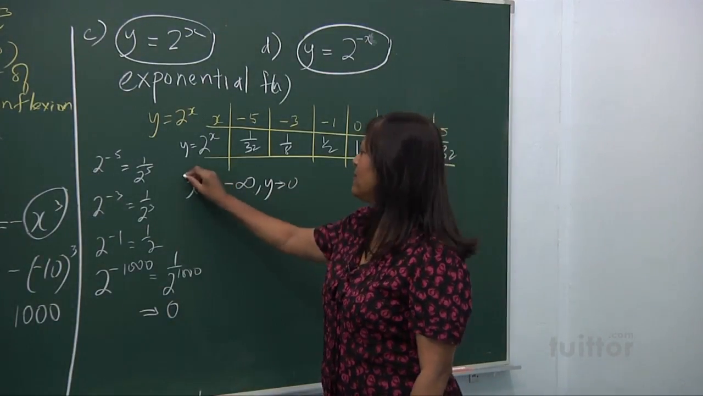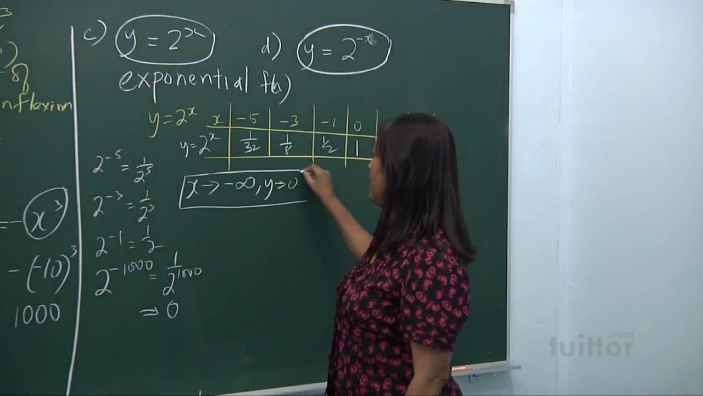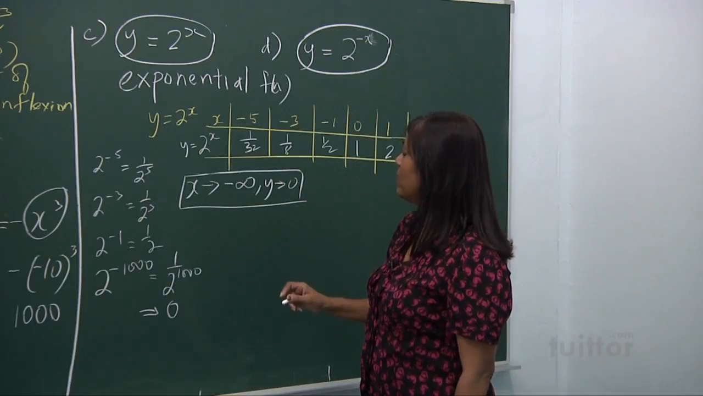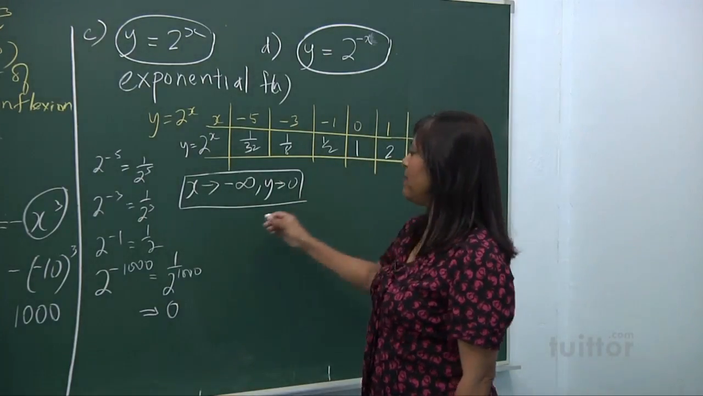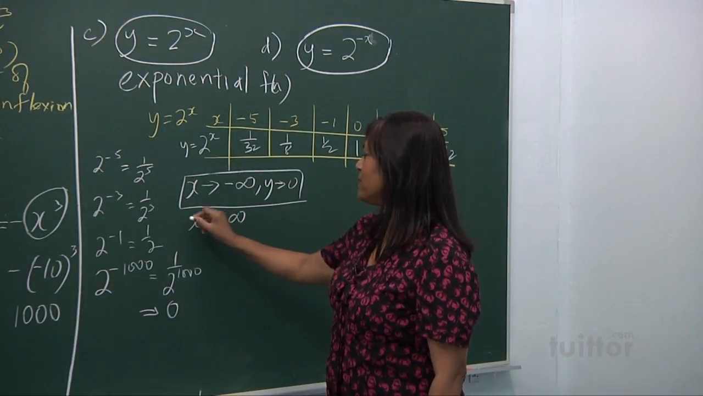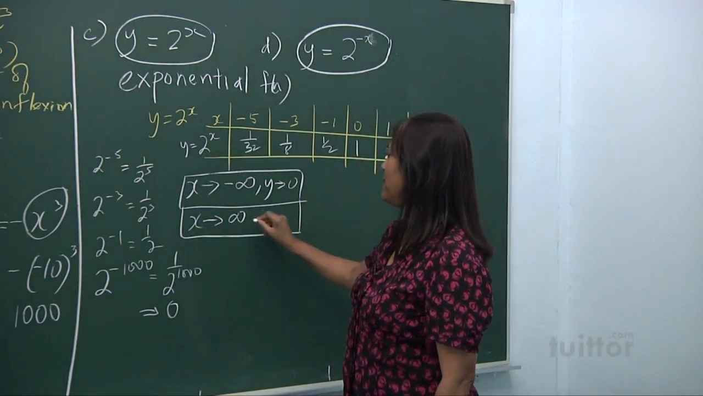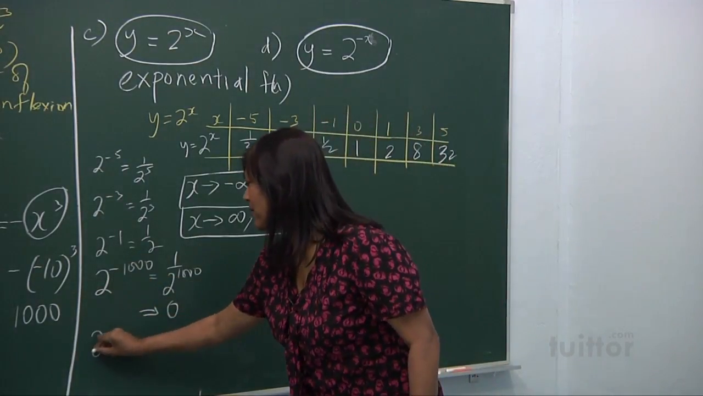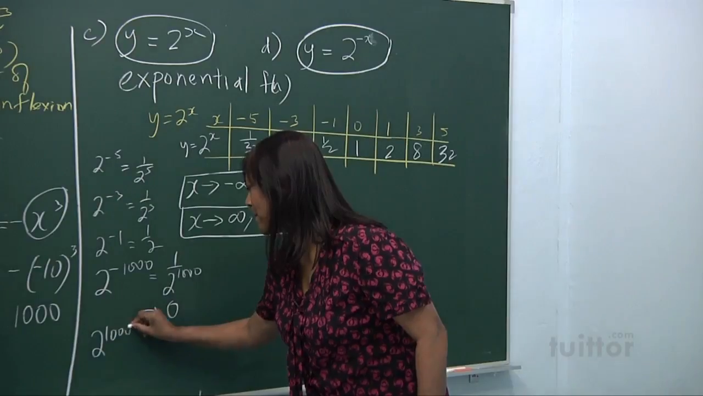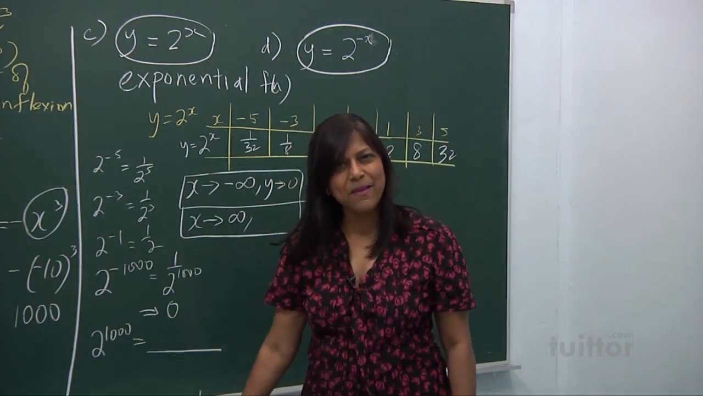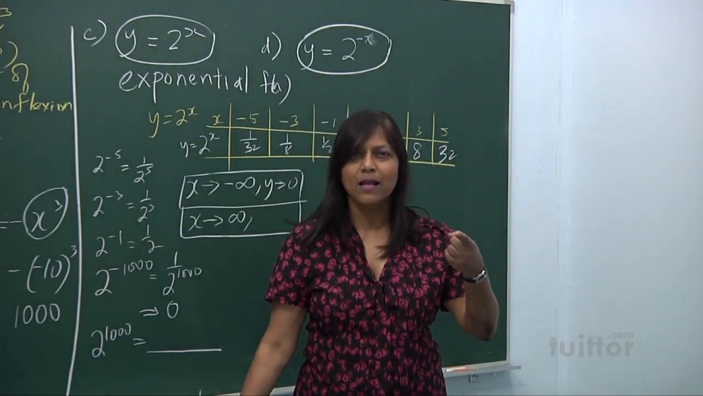Alright? This is a very important point in exponential function. Take note of it. And also, when x gets bigger and bigger, when x approaches positive infinity, what happens to y? What happens if x is positive 1,000?